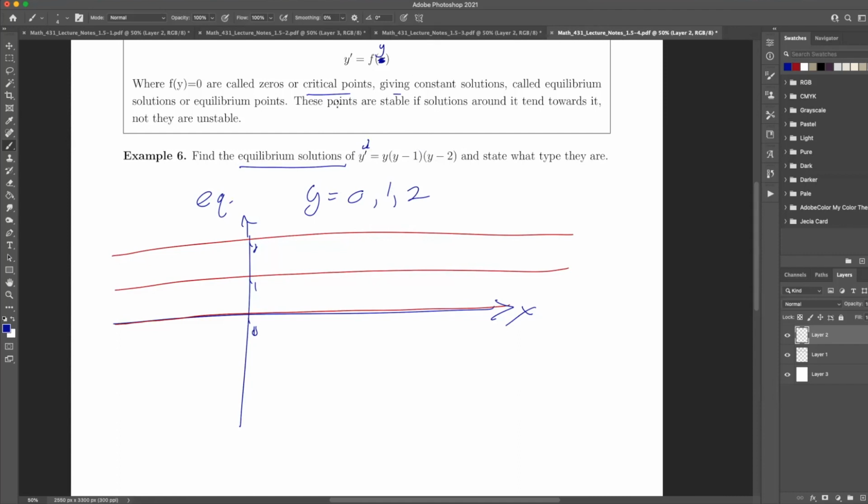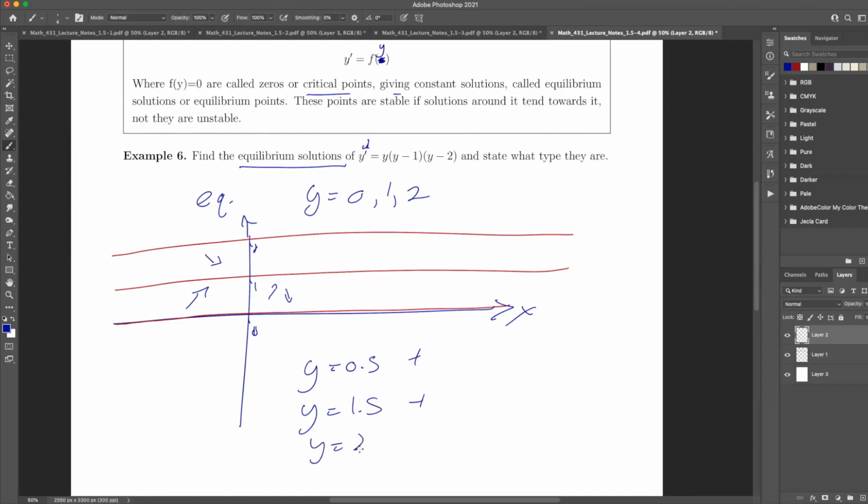Now, if this is an autonomous one, it's always going to be constantly going up or down. The way we figure that out is we just plug in a point. Y of 0.5, let's just test this real quick. This is positive, this is negative, this is negative. So overall, it's going to be positive. And so solutions in between here are going to tend upwards. Here at 1.5, this is positive, but this is negative, and so solutions are going to tend downwards.